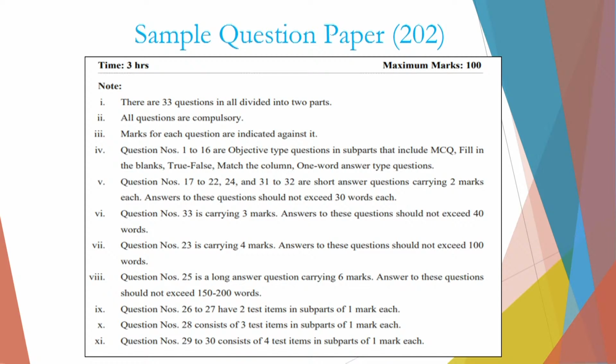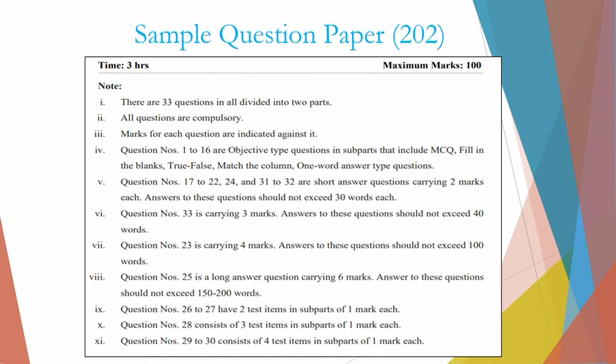Then question number 33 is carrying 3 marks. Answers to these questions should not exceed 40 words. Question number 23 is carrying 4 marks. Answers to these questions should not exceed 100 words. And then question number 25 is a long answer question carrying 6 marks, and the answer to the question should not exceed 150 to 200 words.